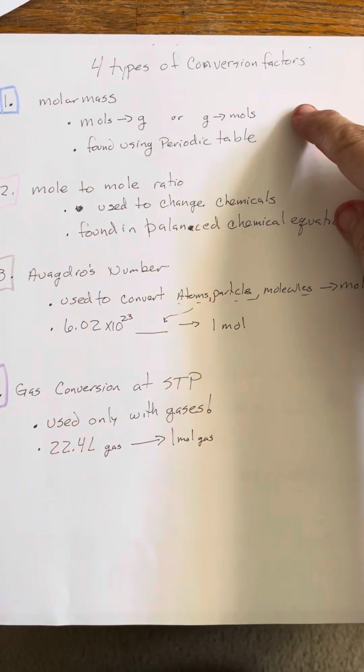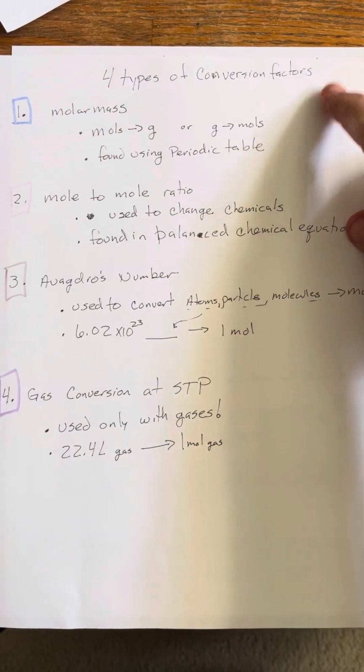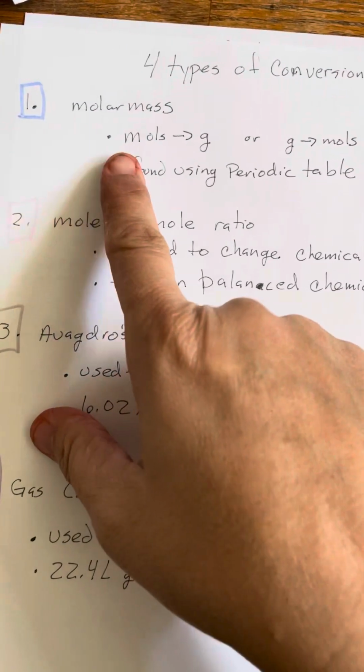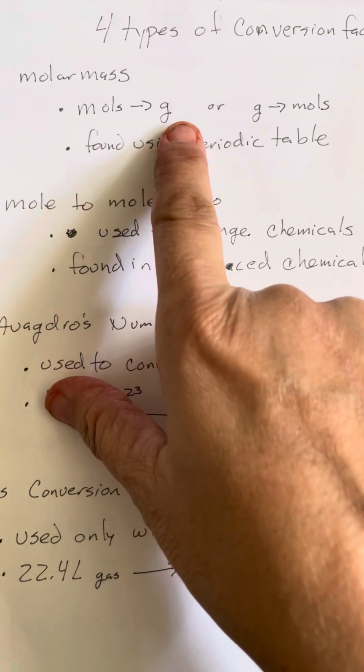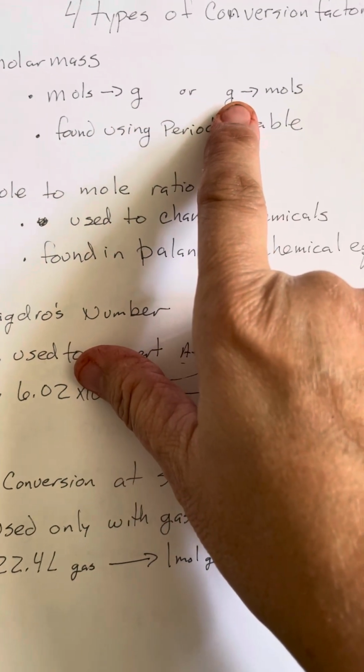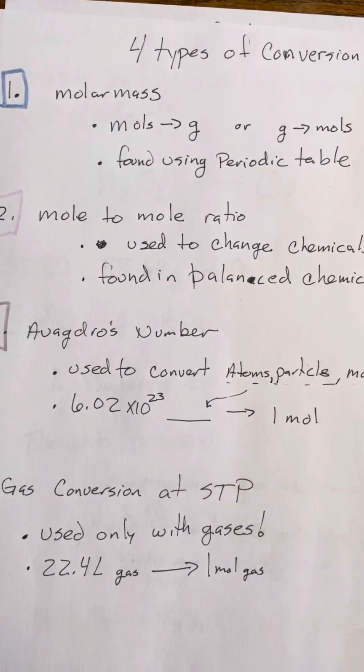Okay, so there are 4 different types of conversion factors, or 4 basic ones. The first one's the molar mass, which I know you know how to find. It takes you from moles of a chemical to grams of a chemical, or grams of a chemical to moles. And you find that on the periodic table.